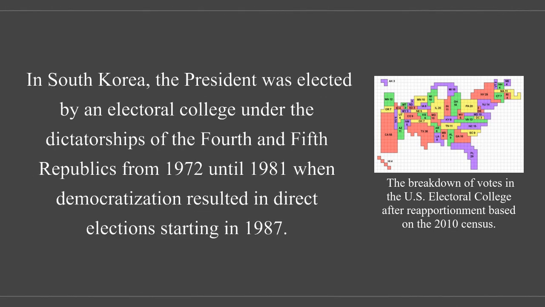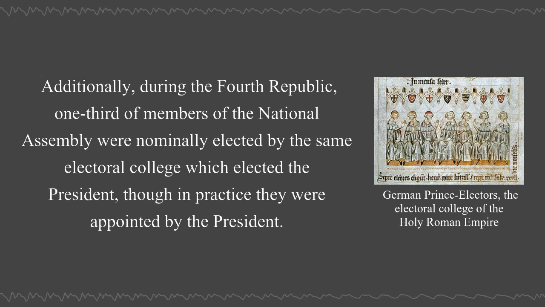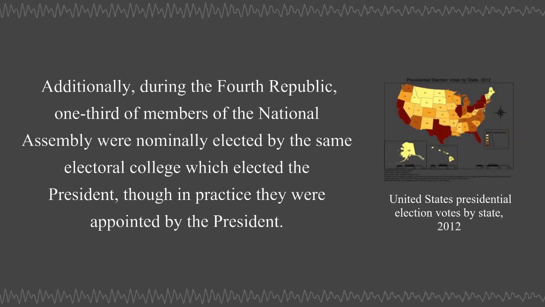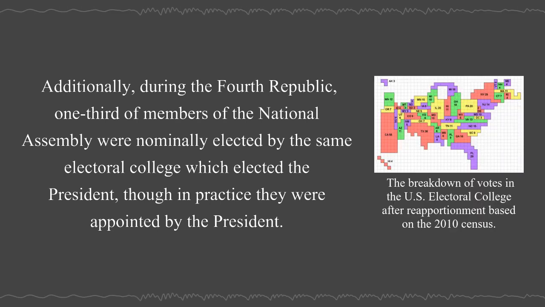In South Korea, the president was elected by an electoral college under the dictatorships of the Fourth and Fifth Republics from 1972 until 1981, when democratization resulted in direct election starting in 1987. Additionally, during the Fourth Republic, 1/3 of members of the National Assembly were nominally elected by the same electoral college which elected the president, though in practice they were appointed by the president.